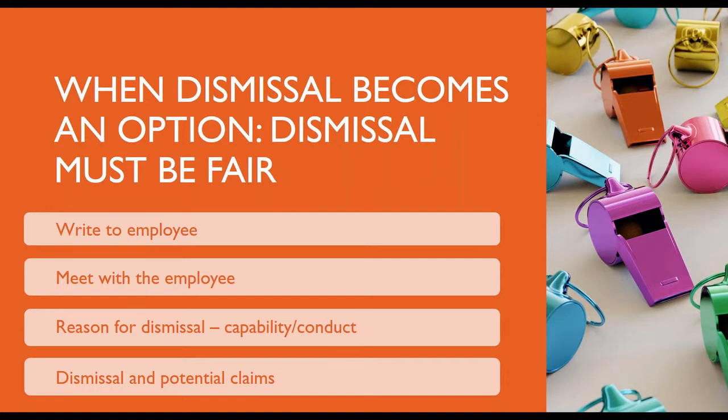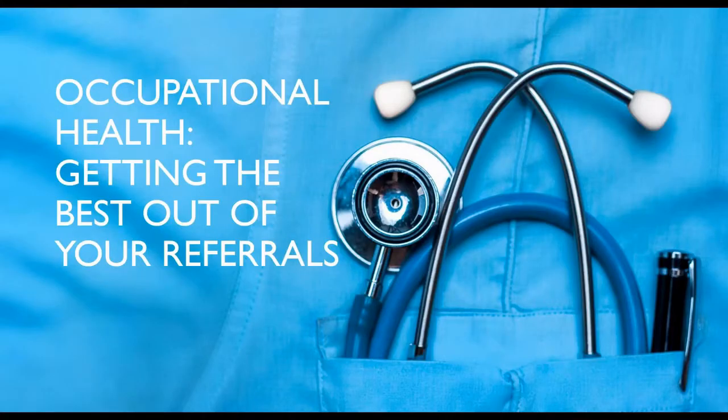So you need to show that you have made reasonable adjustments, you've considered alternative options before taking the decision to dismiss, and you'd need to show that your action to dismiss was proportionate in the circumstances and went no further than was necessary. So moving on to occupational health and how to get the best out of your referrals.